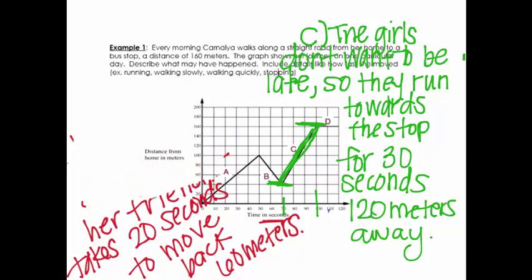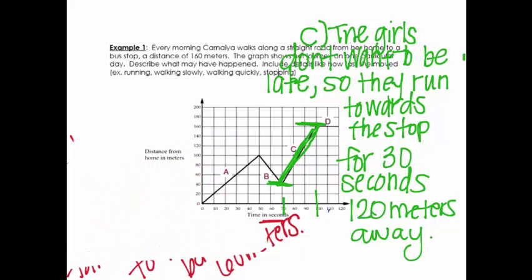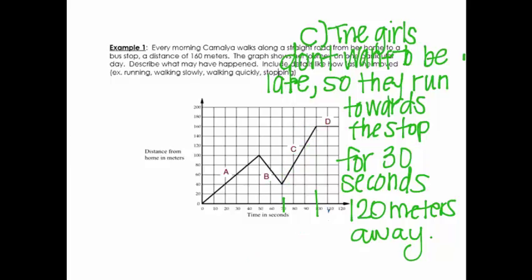So now we see this graph looks completely different all of a sudden than it did before. What's happening here is this line is kind of flattening out. So now we need to explain why in part D she isn't moving any closer or further away from home, even though the time is passing from 100 to 120 seconds. We need to come up with some story to explain why the girls aren't moving.